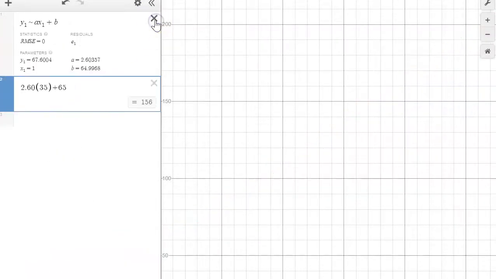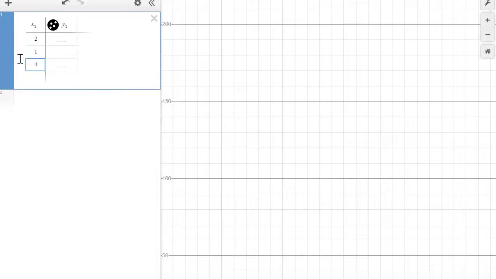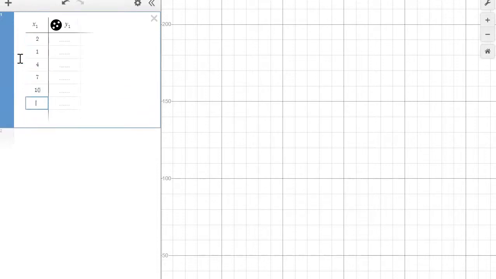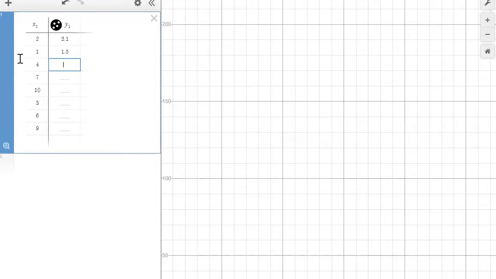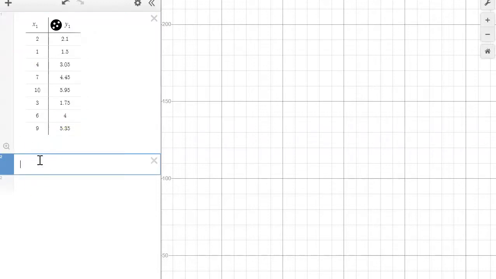Okay, first thing I'm going to do before I start on number 3 is clear out my stuff. I'm going to add my table in. 2, 1, 4, 7, 10, 3, 6, 9. Then I'm going to type in my prices. I have 210, 150, 305, 445, 595, 175, 4, and 535. Okay. Now that I've typed that in, I'm going to type in that linear regression.